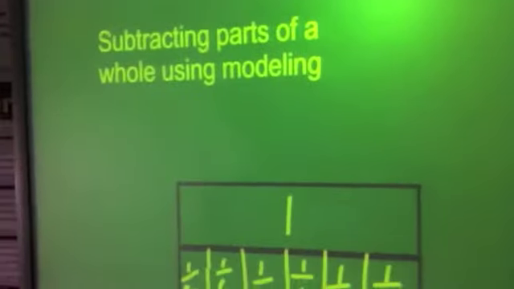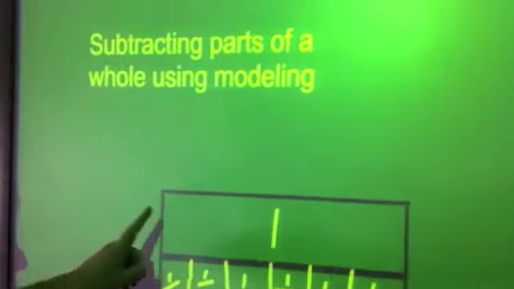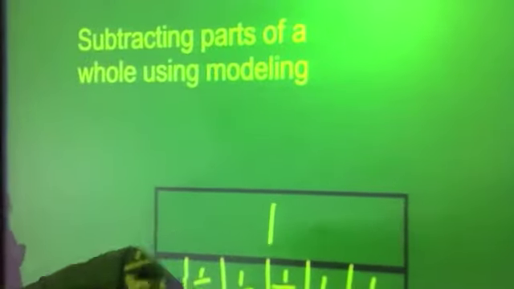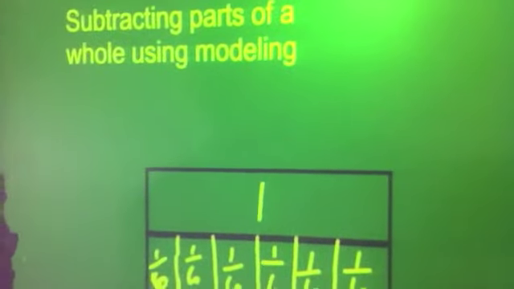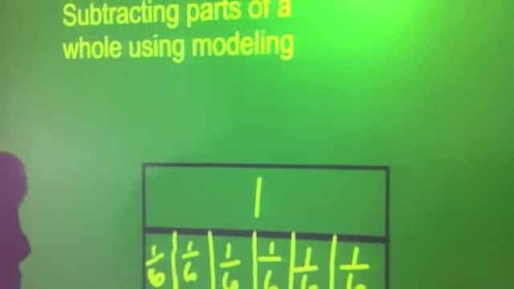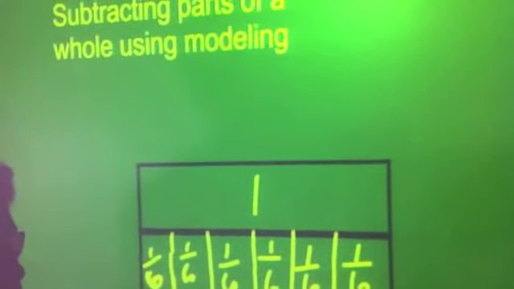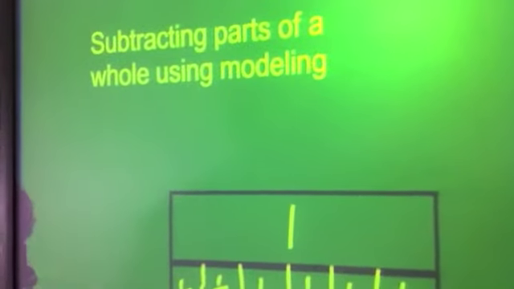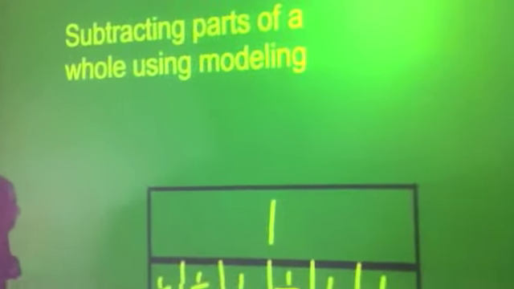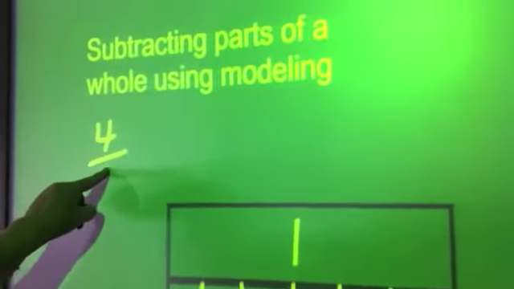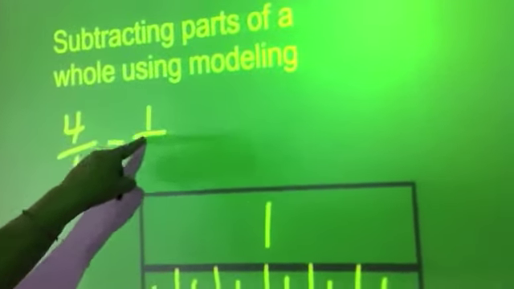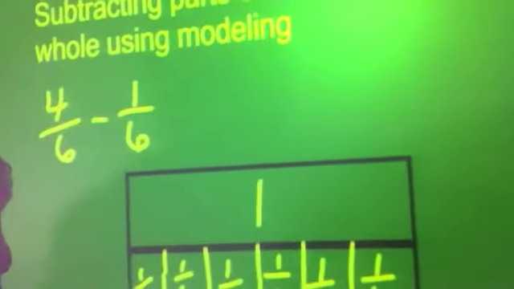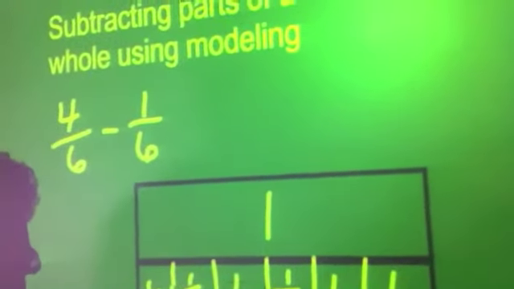We're going to subtract using modeling. And the first model that we make is always a rectangle, and it equals 1 whole, because remember, all the total pieces in the denominator have to equal 1. And each one of these unit fractions of sixths added together equals 6/6, or 1 whole. So now let's do some subtraction. So let's say we have 4/6, and we want to subtract 1/6 from that. And what I'm going to do to show that, first of all, I only need 1, 2, 3, 4, so I'm going to erase these.